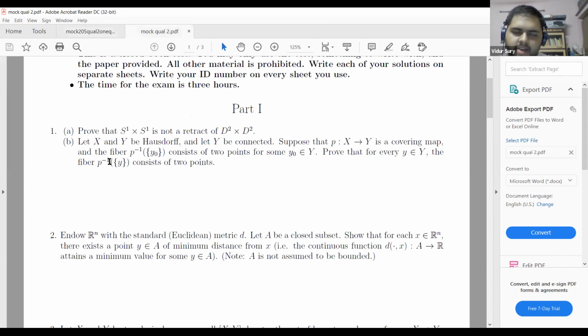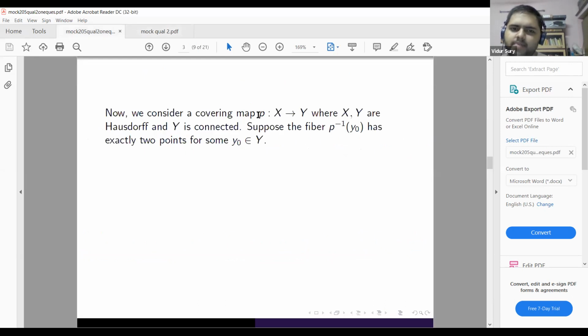So for the second part, we've got to show that if X and Y are Hausdorff spaces and Y is connected, then suppose p from X to Y is a covering map and the fiber p inverse y0 consists of 2 points for some particular y0 in Y, then we've got to prove that for every y in Y, the fiber p inverse y has exactly 2 points. Okay, so given this map p, and since it's a covering map, for the given y0, p inverse y0 is given to be exactly 2 points.